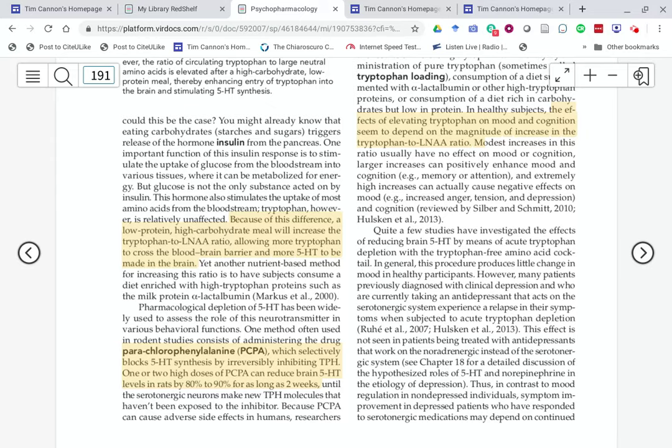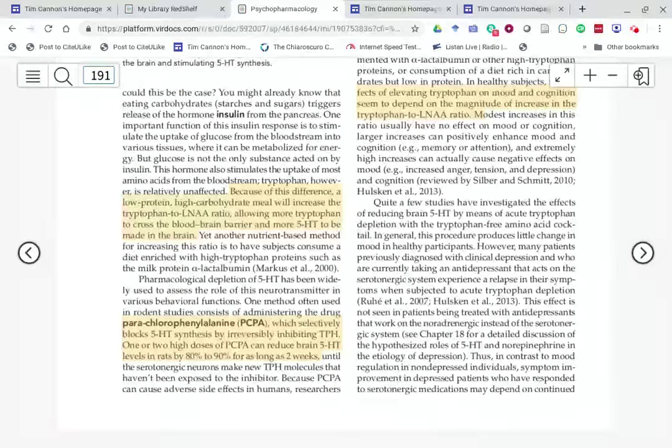And there's my first drug, da-da-dum, PCPA, parachlorophenylalanine, which selectively blocks serotonin synthesis irreversibly. Now, many drugs, when they interact with receptors or membrane elements or cytoplasmic elements, they bind reversibly. That is, they bind and they fall off, which is the way most drugs work. They hit the receptor and they fall off, but not PCPA. It irreversibly inhibits TPH, and as it says, 1 or 2 high doses, and I think I only did one, can reduce serotonin levels in rats by 80 to 90% for as long as 2 weeks.